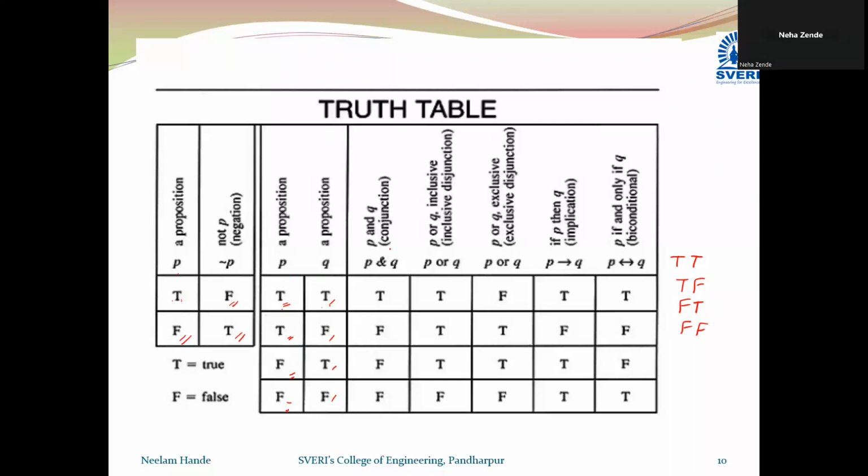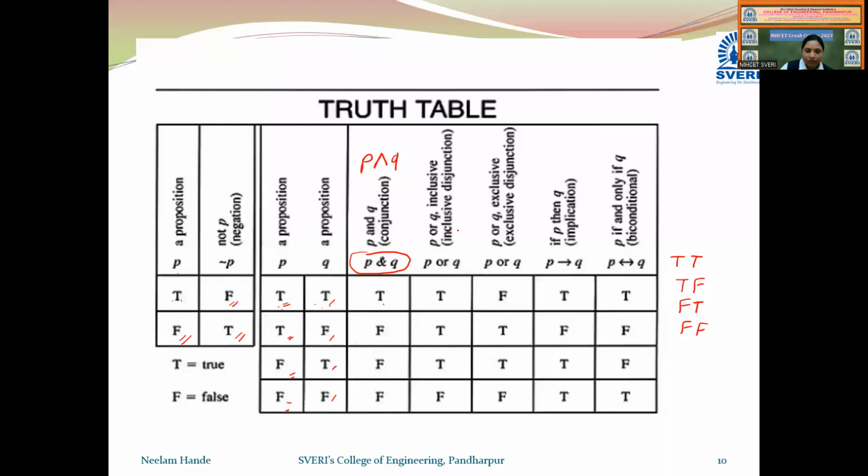Then P and Q. So the P and Q table becomes: true, true is true, and all other are false. Remember, whenever there is an and table, the first one is true and all other are false. Next, P or Q.